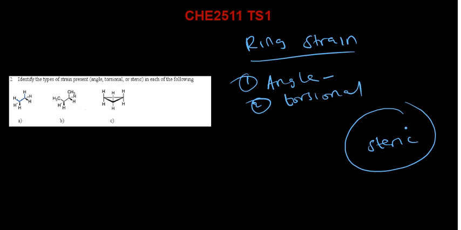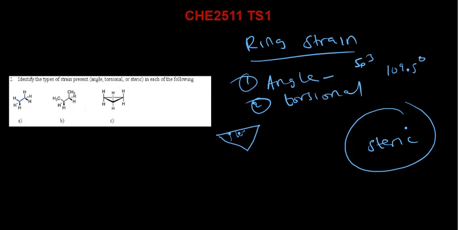So angle strain is a result of a deviation from the ideal bond angle. For example, the carbon atoms of alkanes are sp3 hybridized, meaning the normal tetrahedral bond angle of an sp3 hybridized atom is 109.5 degrees. But we have molecules like cyclopropane, like the shape of a triangle with bond angles at 60 degrees. So it means there's a deviation. Imagine from 109.5, the ideal bond angle, to 60 degrees.